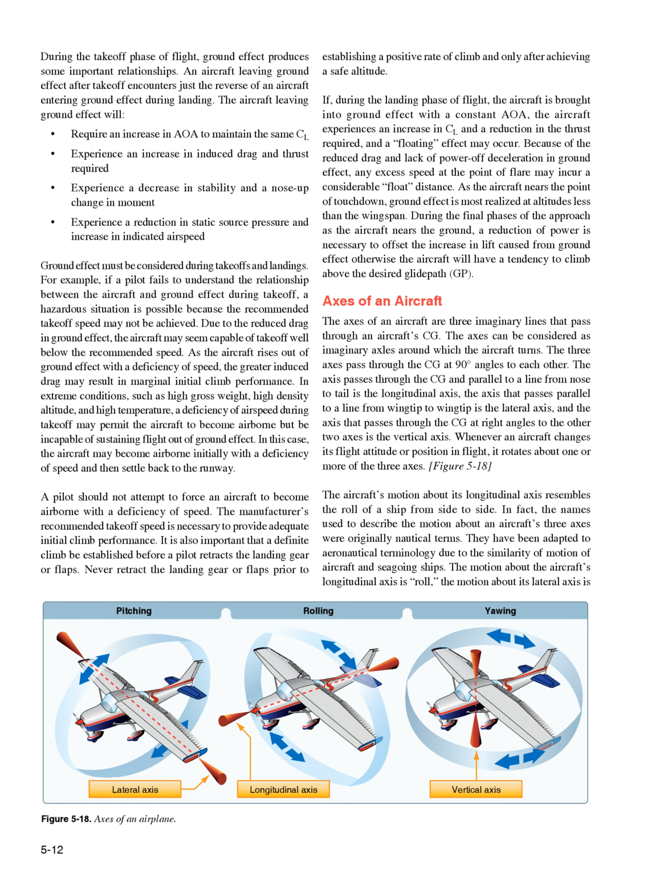of airspeed during takeoff may permit the aircraft to become airborne but be incapable of sustaining flight out of ground effect. In this case, the aircraft may become airborne initially with a deficiency of speed and then settle back to the runway. A pilot should not attempt to force an aircraft to become airborne with a deficiency of speed. The manufacturer's recommended takeoff speed is necessary to provide adequate initial climb performance. It is also important that a definite climb be established before a pilot retracts the landing gear or flaps. Never retract the landing gear or flaps prior to establishing a positive rate of climb and only after achieving a safe altitude.